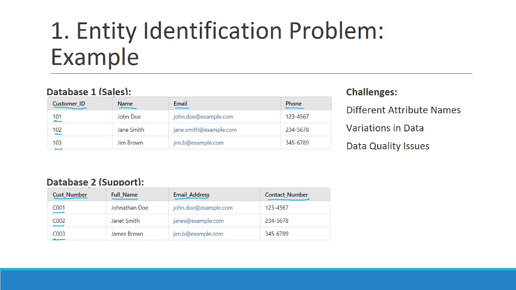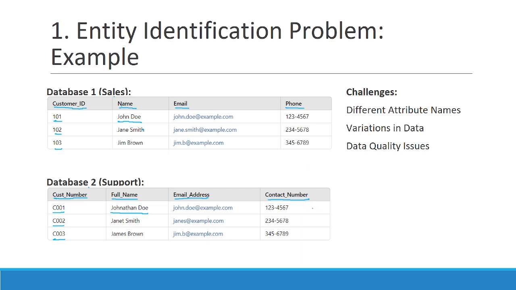Now, if you see the name here, the name is stored like John Doe, and here the name is stored like Jonathan Doe. Jane Smith is stored as Janet Smith. Jim Brown is stored as James Brown. Email ID is also stored in a different way. And phone numbers, I think, are the same. Only the column name is different.